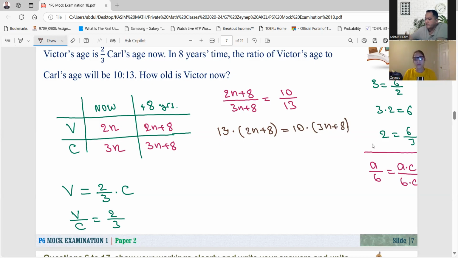Zeynep, I give you 90 seconds to solve this question. Open the parentheses, distribute, take unknowns to the left, numbers to the right, and solve it.